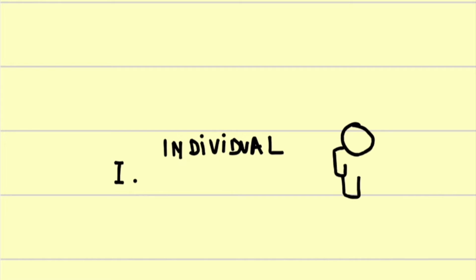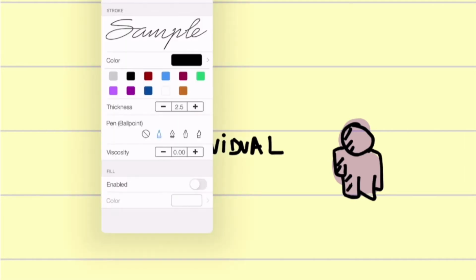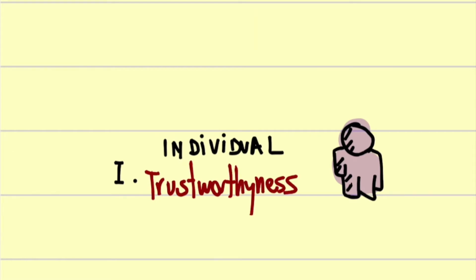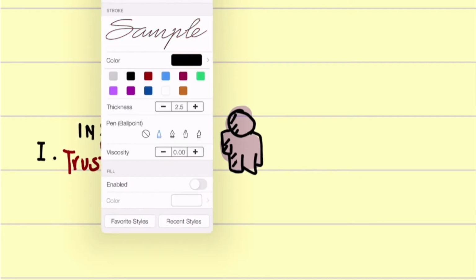So we have here an individual level, okay? So we start with the individual level. Here we start with you, okay? So the individual. This is each one of you. As I said, I consider you the future leaders of the industry. So this is you. And at this level, we need one thing, which is trustworthiness. Trust-worthiness. In German, Vertrauenswürdigkeit. Okay? So the individual needs to be trustworthy.